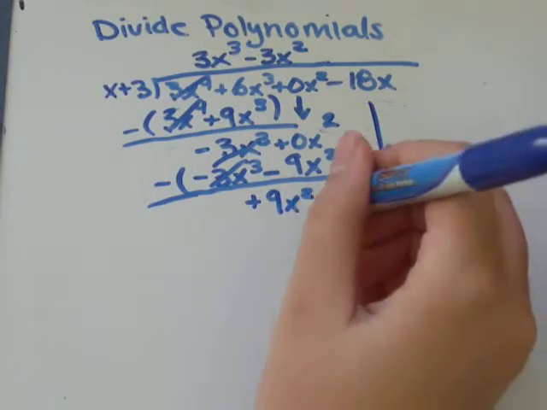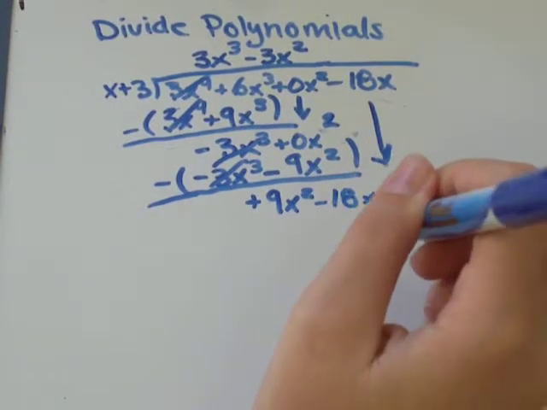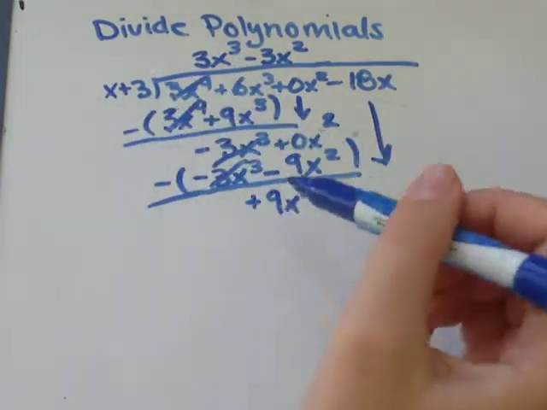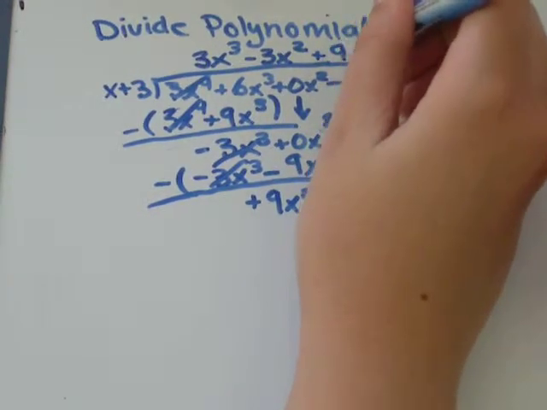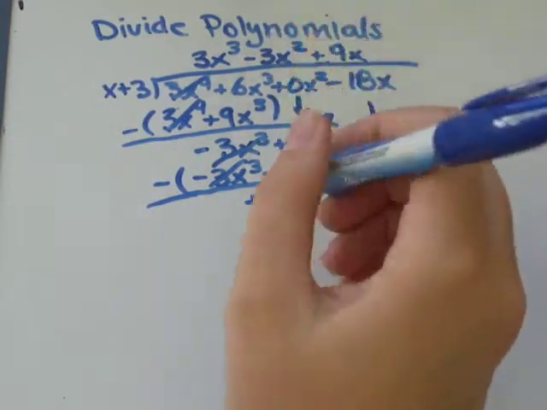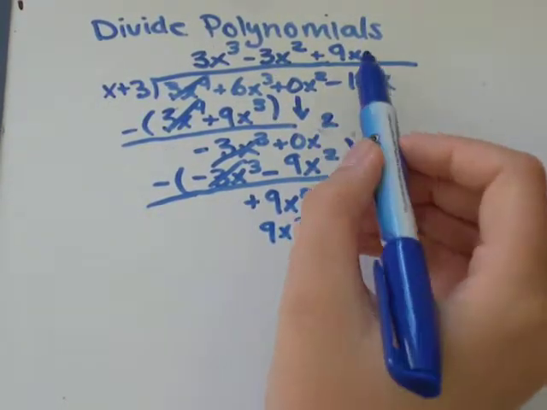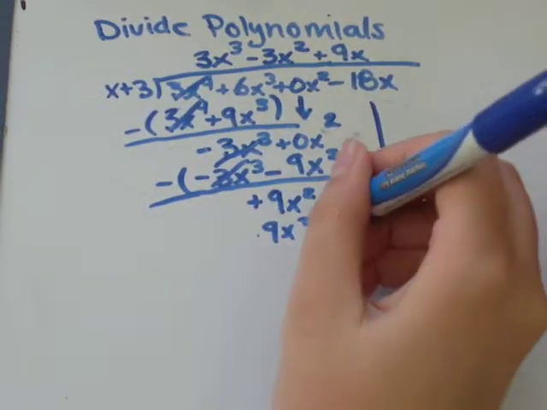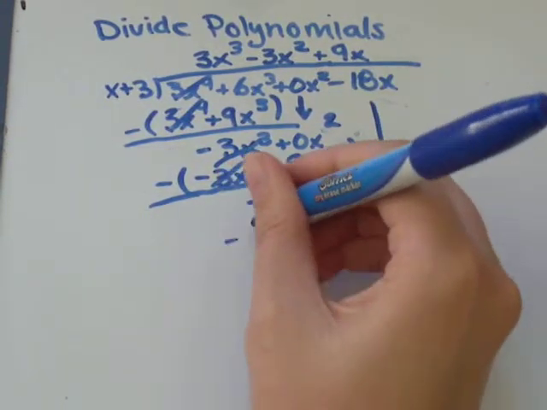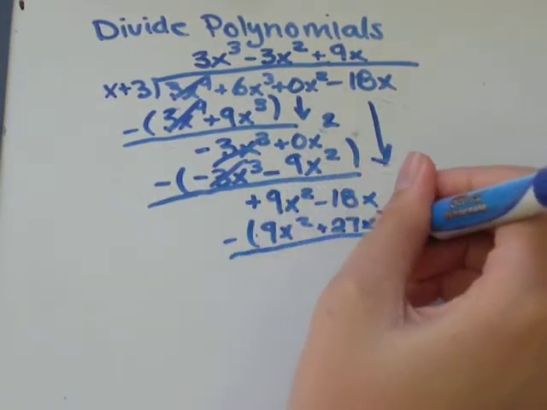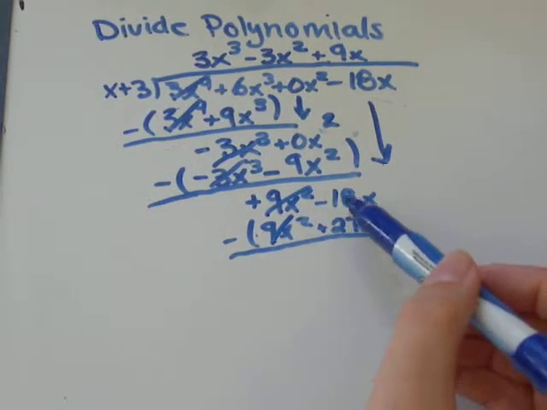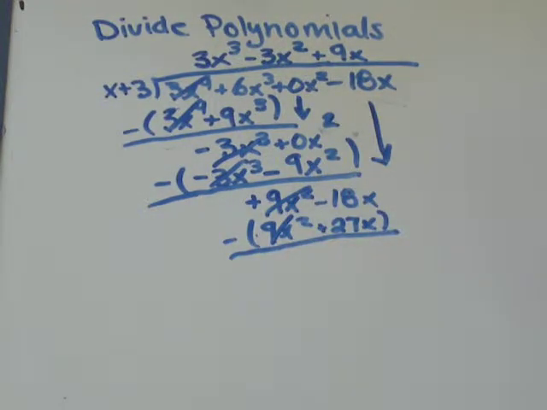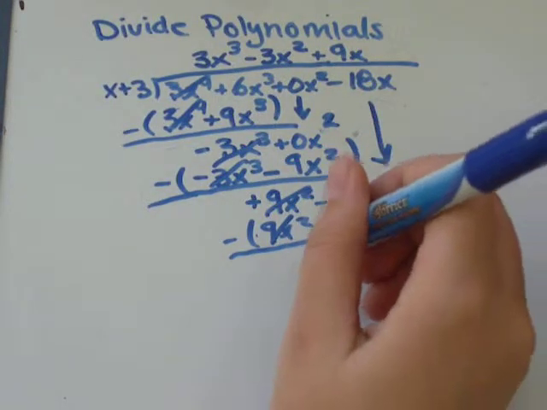And now I can bring down the negative 18x. What multiplied by x will get me 9x squared? Probably positive 9x. 9x times x will be 9x squared. 9x times 3 will be 27x. Subtract. 9x squared minus 9x squared, that'll just be 0. Negative 18 minus 27, you can do that on your calculator if you need to. I get that's equal to negative 45.